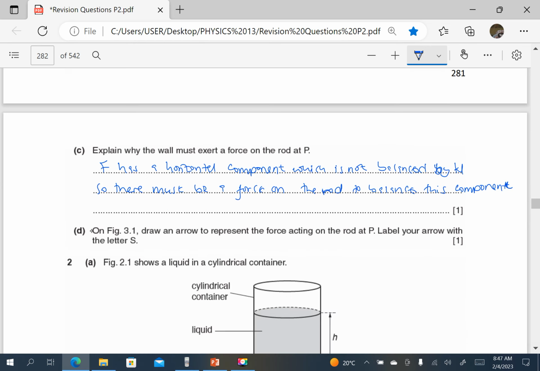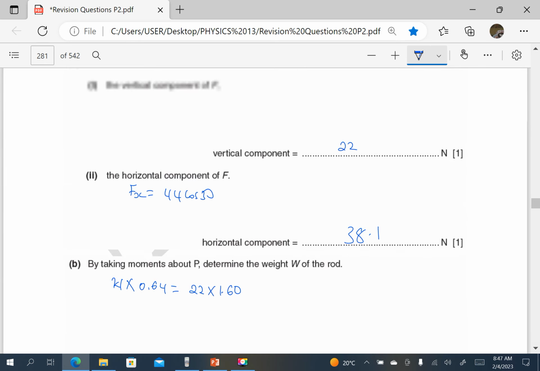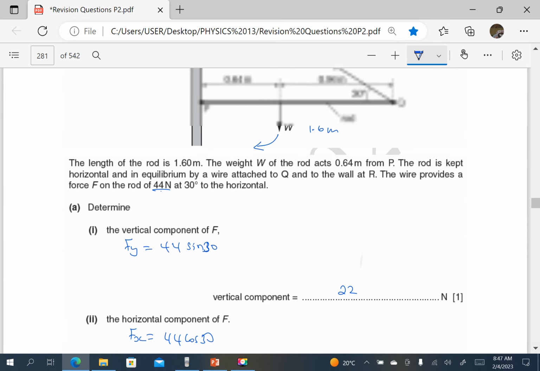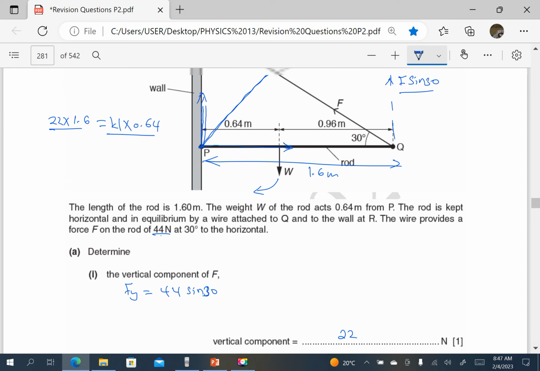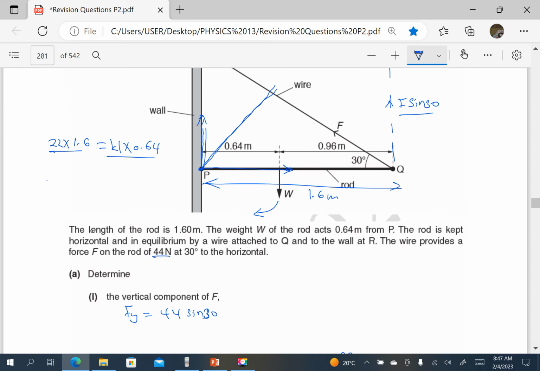On the figure, draw an arrow to represent the force acting on the rod at P. Label your arrow with the letter S. So I have said, because first of all, the vertical force upwards is 20, and downwards is the weight, which is 55. They are not equal. So it means there is an upward force here, which is going to be around 32 newtons upwards to balance the 55 downwards.